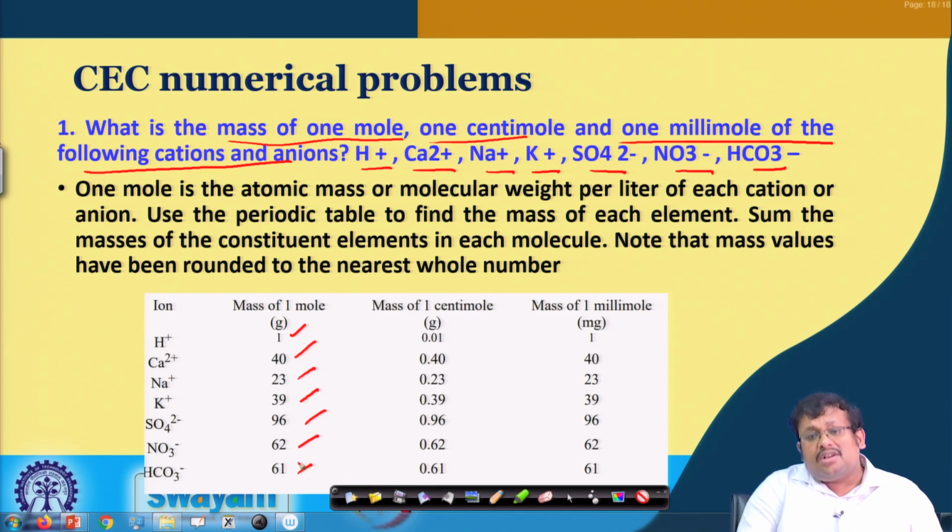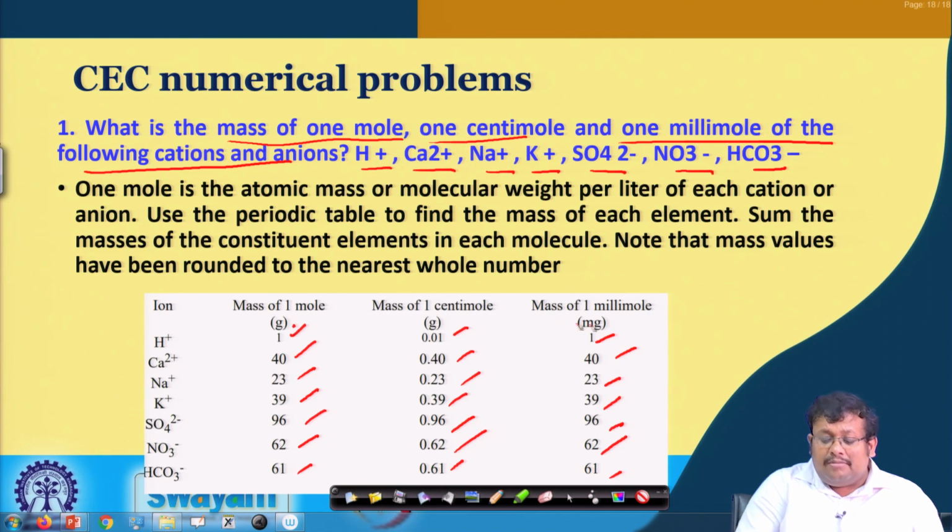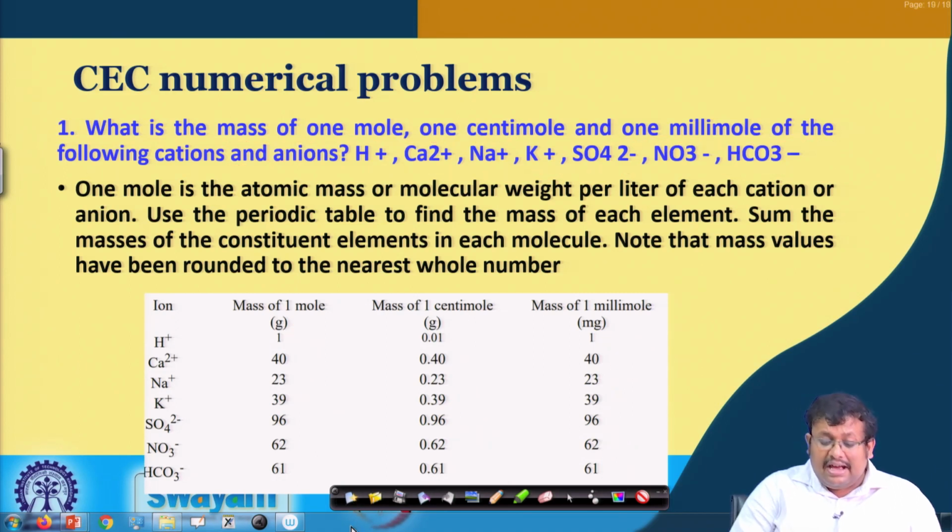Obviously, the mass of 1 centimole will be 1/100th of this molar weight. So, we get 0.01 gram, 0.4, 0.23, 0.39, 0.96, 0.62, 0.61. And the mass of 1 millimole, converting to millimole, we get 1 mg, 40 mg, 23, 39, 96, 62, 61. Basically we are converting grams to milligrams, and that is the mass of 1 millimole. So, this answer is pretty simple. We just have to see the mass of 1 mole of these ions, and from there calculate the mass of 1 centimole and 1 millimole.